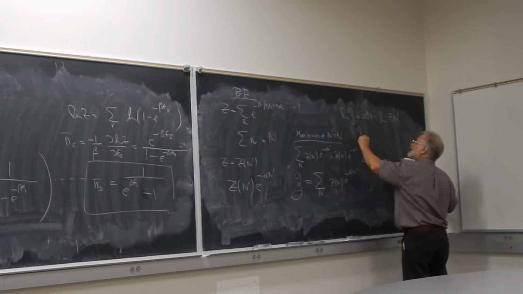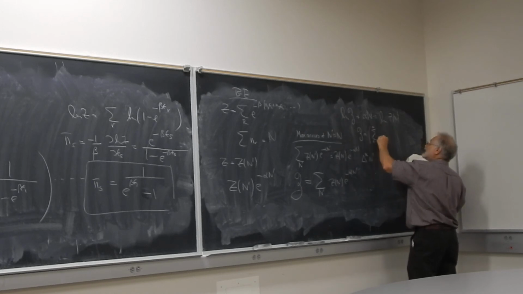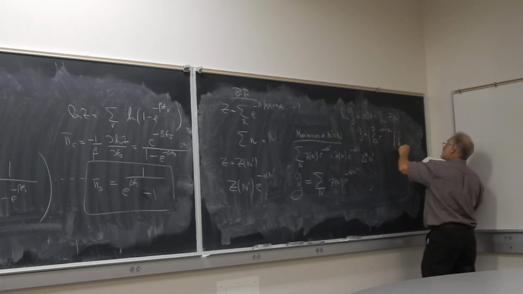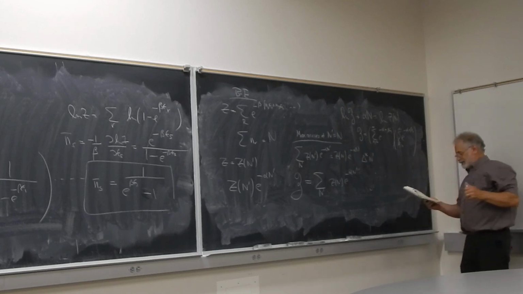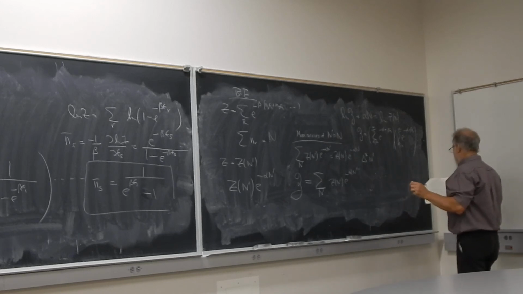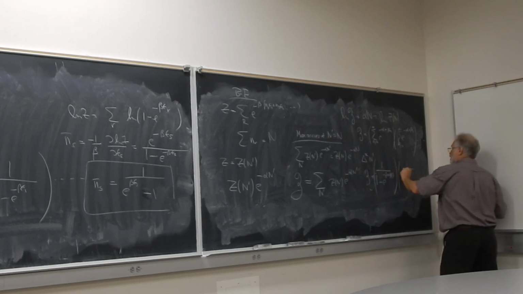I can write Z as the sum over n1 equals 0 to infinity of e to the minus alpha plus beta e1, times the sum over n2 equals 0 to infinity of e to the minus alpha plus beta e2, on and on all the way up the line. It's easy to sum them again. It's an infinite sum. It turns out that Z is equal to 1 over 1 minus e to the minus alpha plus beta e1, times 1 over 1 minus e to the minus alpha plus beta e2, all the way up the line.